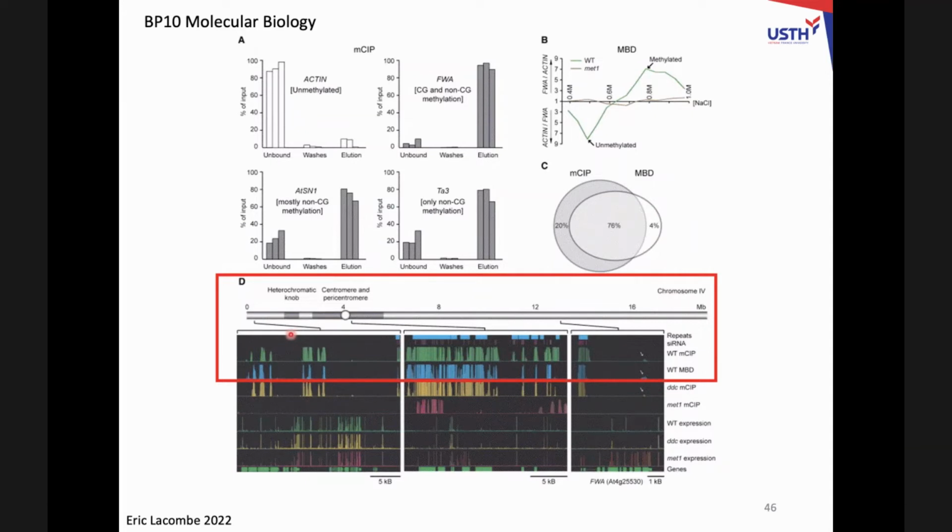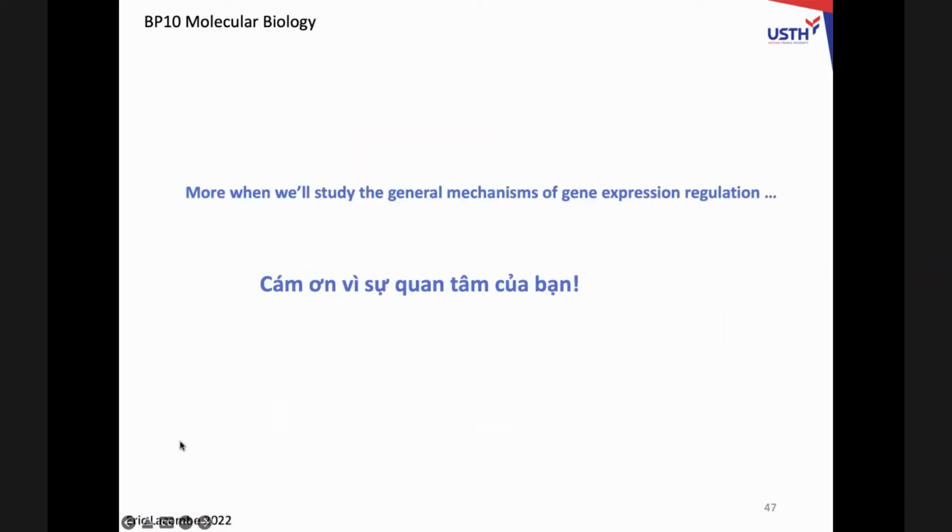So this was an example to show you the link between DNA methylation, histone modification and compaction of DNA in the context of heritability of the marks. Okay, we finished now. We will go on.